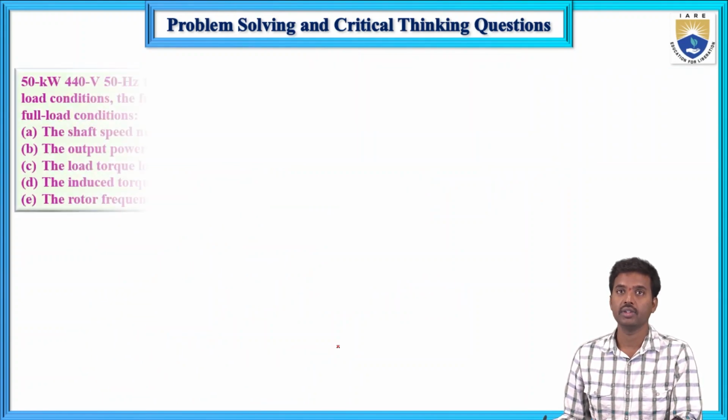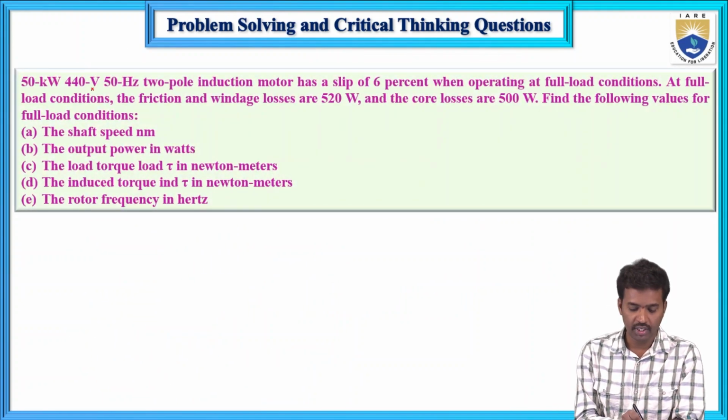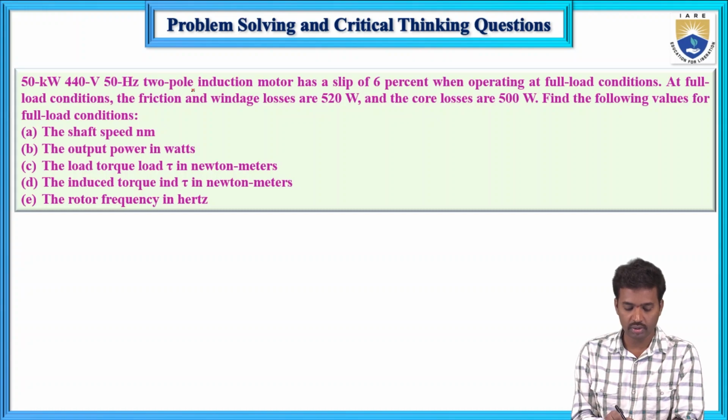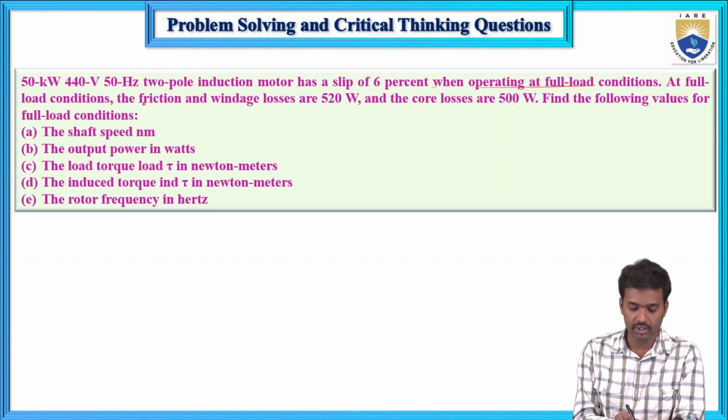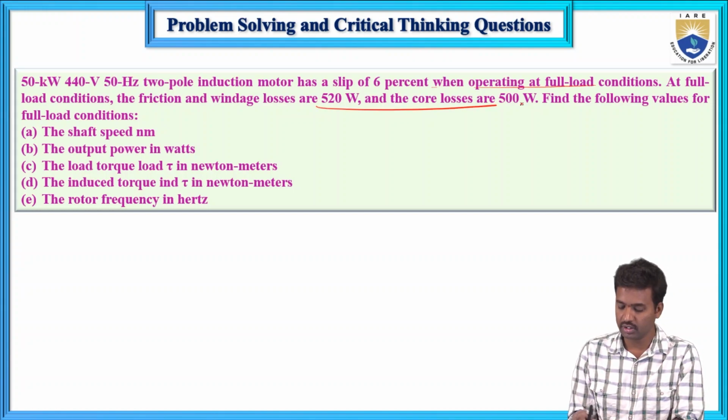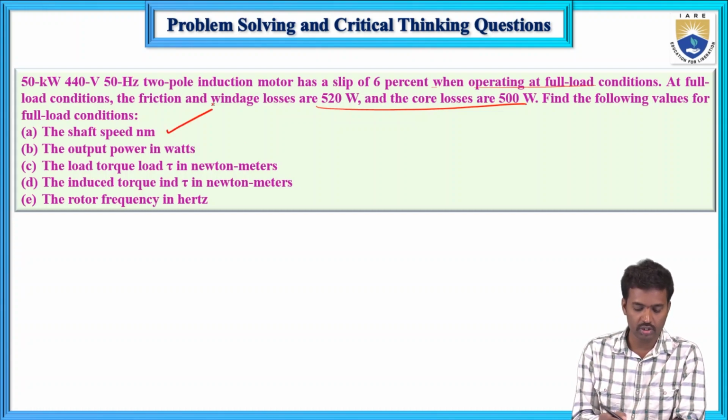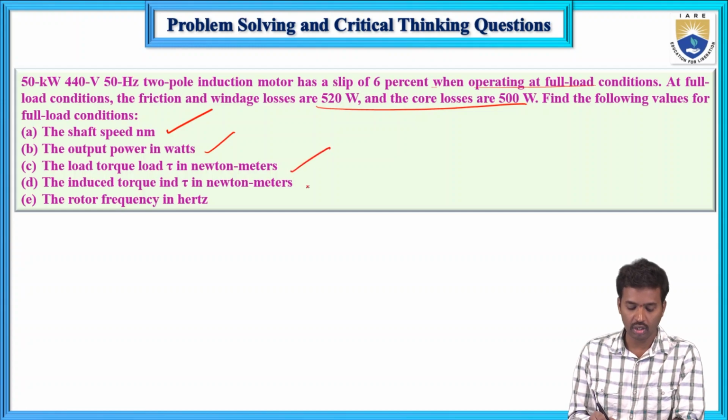1.04 hertz. A 50 hertz, 400 volt, 50 kilowatt, 2 pole induction motor has a slip of 6% at full load condition. At full load, the friction and windage losses and core losses are given as follows. Now find the shaft speed, output power, load torque, induced torque, and rotor frequency in hertz.